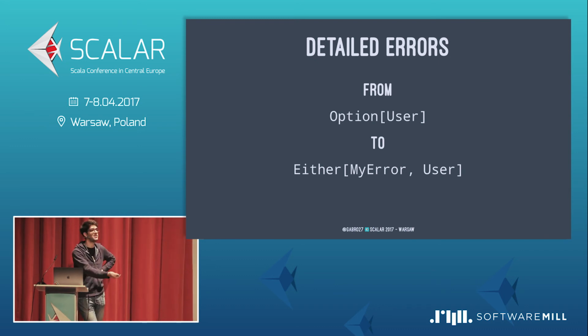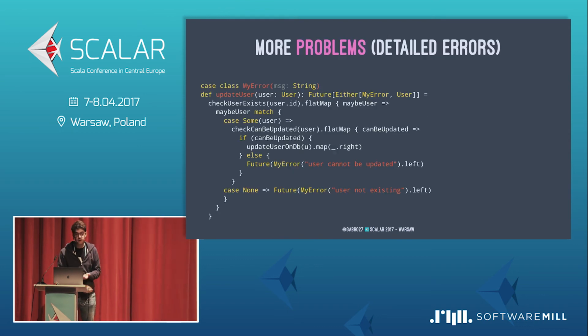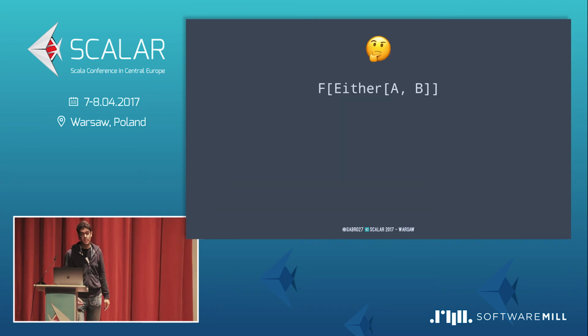And what if we want to have more detailed errors, right? Option just represents it's not there. Maybe I want to know why, because I'm curious. So you want to represent this as an Either of an Error or a User, not just an Option of a User. And it gets more complicated because now you need to use your error, but then you have to handle this here, then you need to handle this here. It's getting messy. Future of Either of A of B. Does it ring a bell?